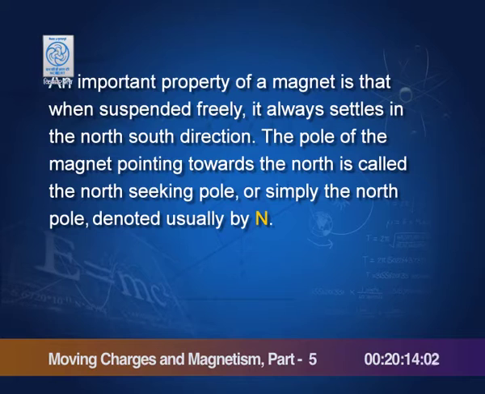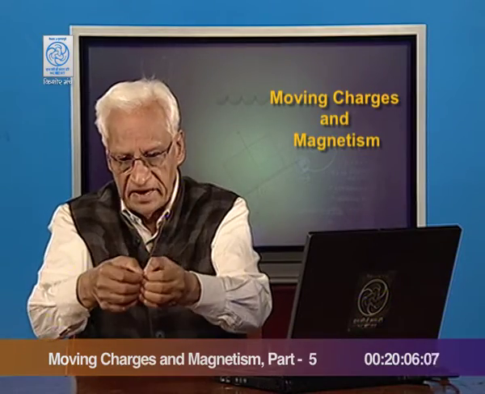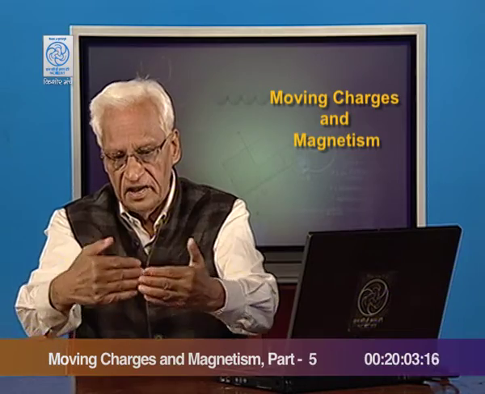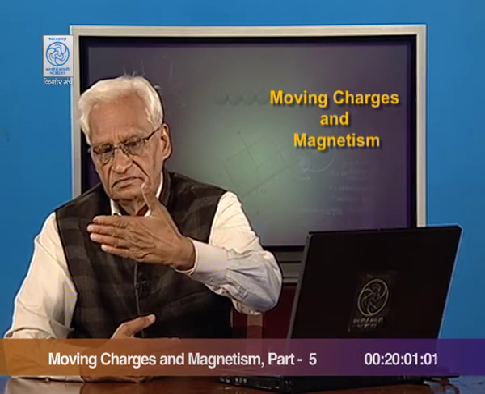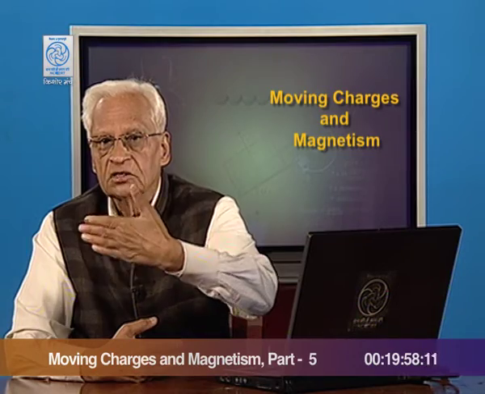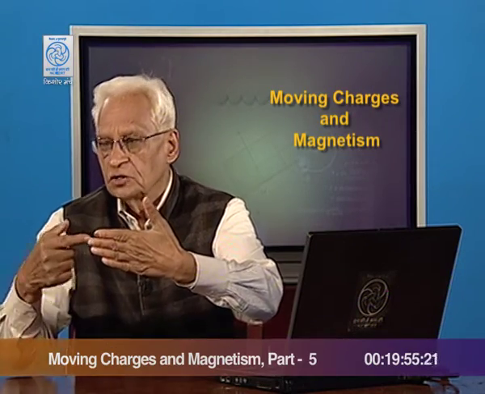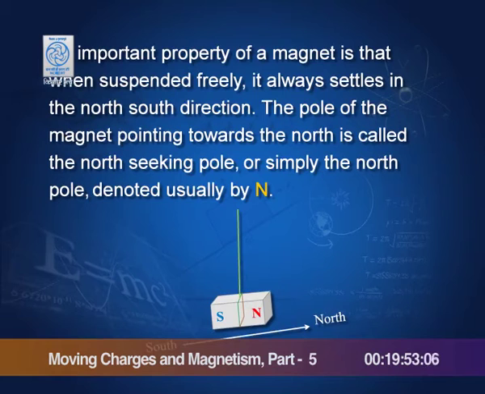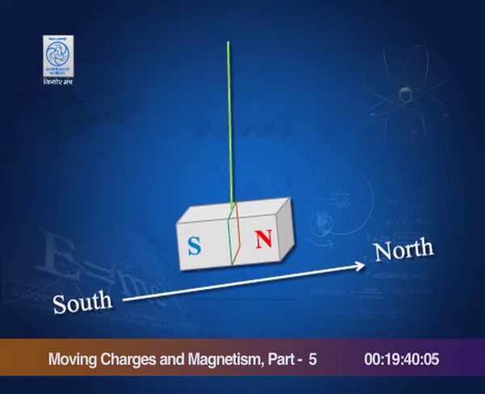An important property of a magnet is that when suspended freely, it always settles in the north south direction. That is, if I take a magnet here, then suspend it freely, then it will always settle in a direction which is north south, which points towards north and towards south, as shown here. The pole which points towards north is called the north pole of the magnet, and the pole which points towards south is called the south pole of the magnet. Remember, each magnet must have two poles, it cannot have one pole.